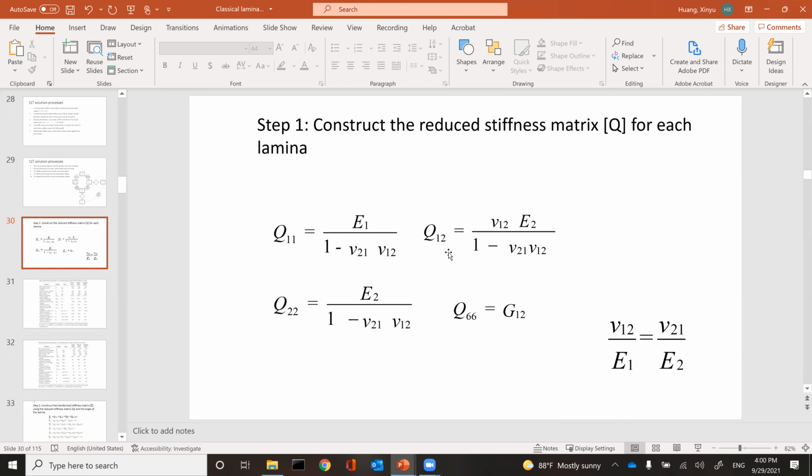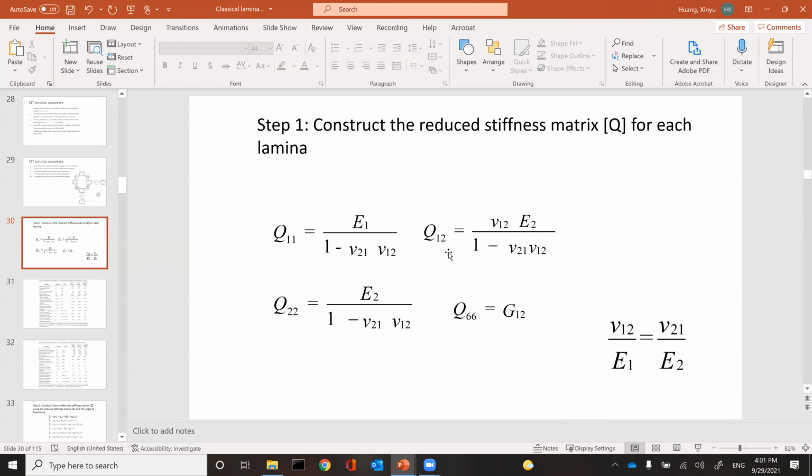So Q11, Q12, what about Q21? What is Q21? Q21 is the same as Q12. And then Q22 is that number, and Q66 is the lower right corner of that matrix, and the rest of the entries in that matrix are 0. That's your Q matrix. We call it a reduced stiffness matrix.